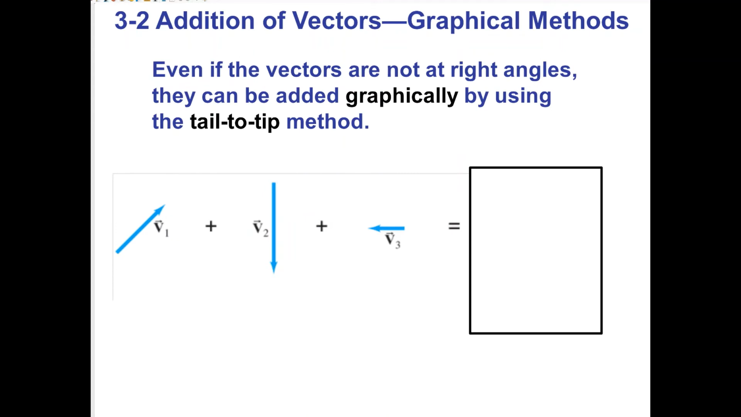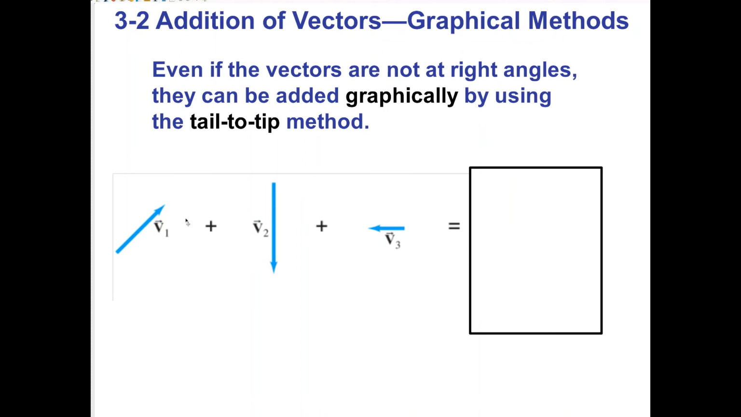Now, even if the vectors are not at right angles to each other, they can still be added graphically by using the tail to tip method. And that's what I want to show you here. Graphical addition of vectors is a little bit labor intensive. We have to be very careful about drawing these vectors accurately. Usually we use a graph paper, a ruler, and a protractor to be able to get accurate results. And again, it does take a little bit of time, but nonetheless, it really does help build a visual of what we mean by vector addition.